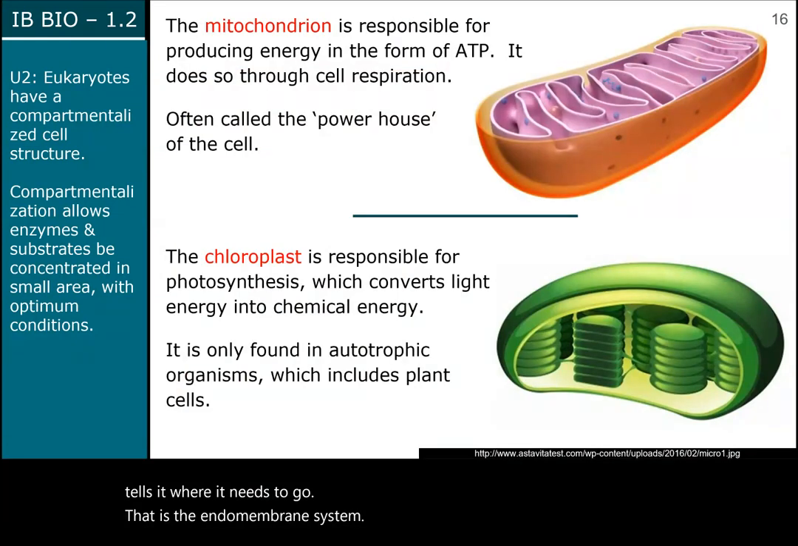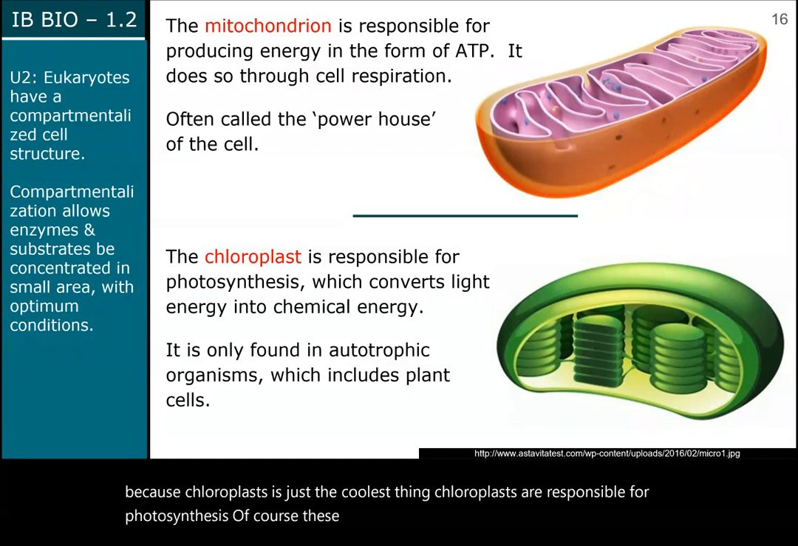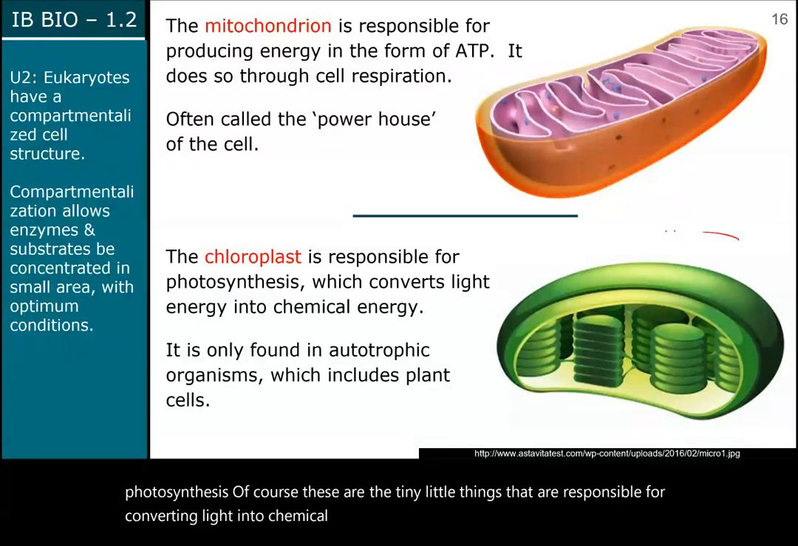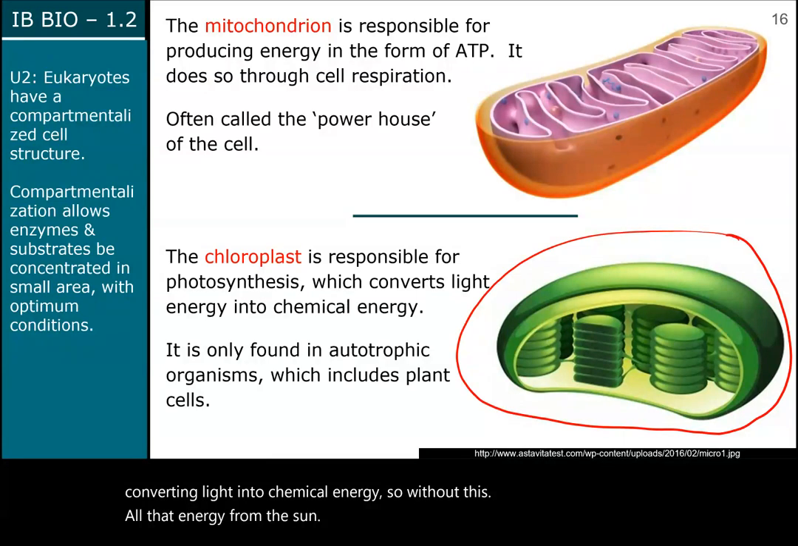Okay, now let's talk about why multicellular life is possible. So these two guys right here, these guys are the whole reason that life exists in multicellular format and on land, right? So first, I know it says mitochondrion first, but we're going to start with chloroplasts because chloroplasts is just the coolest thing. Chloroplasts are responsible for photosynthesis, of course. These are the tiny little things that are responsible for converting light into chemical energy. So without this, all that energy from the sun wouldn't be harvested.